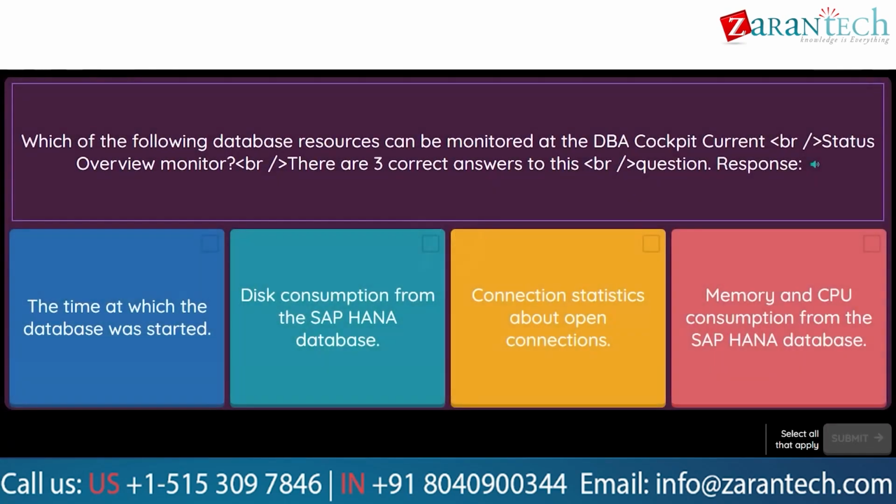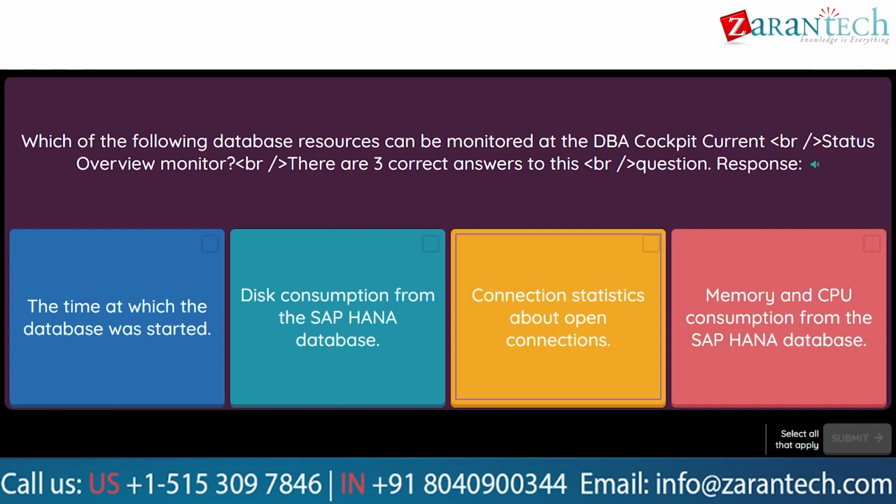Question: which of the following database resources can be monitored at the DBA Cockpit current status overview monitor? There are 3 correct answers to this question. Response. Option 1, the time at which the database was started. Option 2, disk consumption from the SAP HANA database. Option 3, connection statistics about open connections. Option 4, memory and CPU consumption from the SAP HANA database.